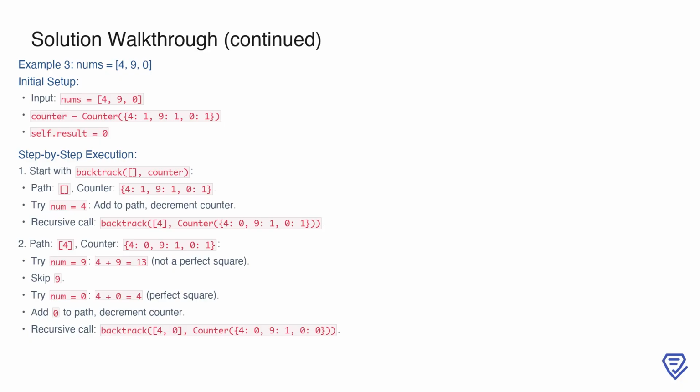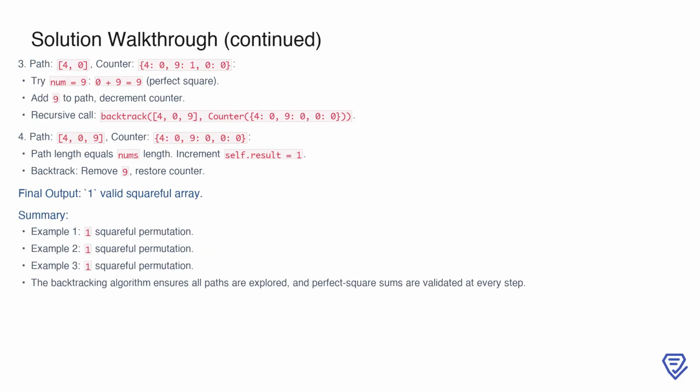From here, we examine the remaining numbers. Trying 9, the sum 4 plus 9 equals 13, which is not a perfect square, so we skip it. Then, we try 0, and since 4 plus 0 equals 4, a perfect square, we add 0 to the path, update the counter, and make a recursive call. With the path now [4, 0] and the counter showing 9: 1, 0: 0, we try adding 9 to the path.